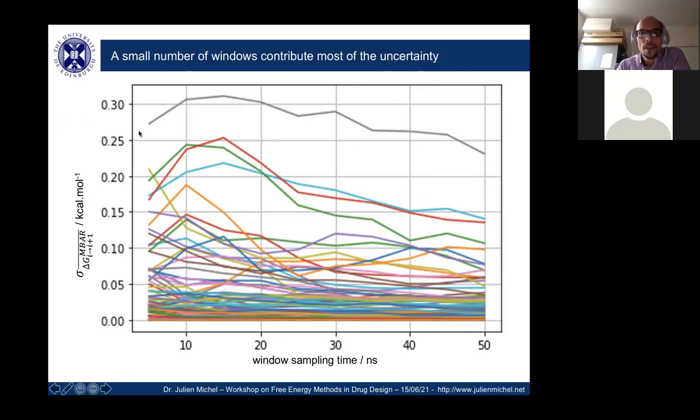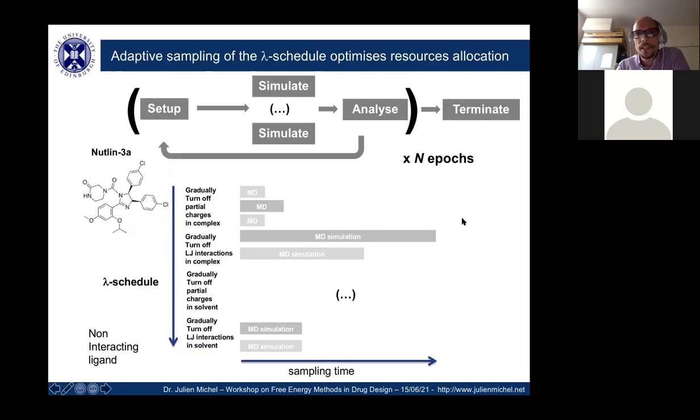Here you can see all the windows in the lambda schedule, and this is an estimate of the uncertainty, the standard deviation across 5 replicates for each window. And there's quite a range. You see there's only a few windows here that contribute most of the overall uncertainty to the free energy change. Now, what that suggests is that using an adaptive approach to carry out the calculation can significantly optimize the efficiency of the calculation.